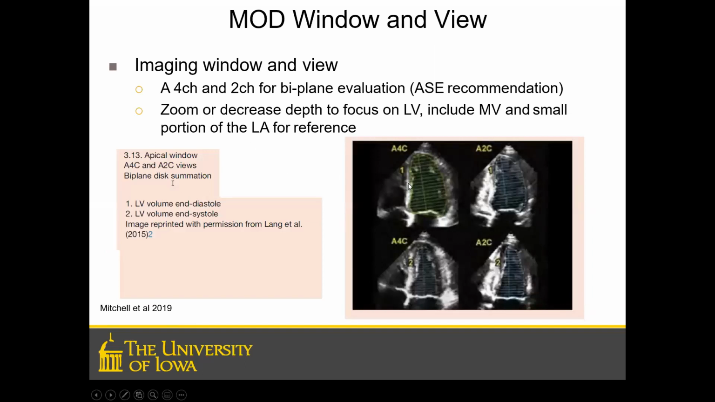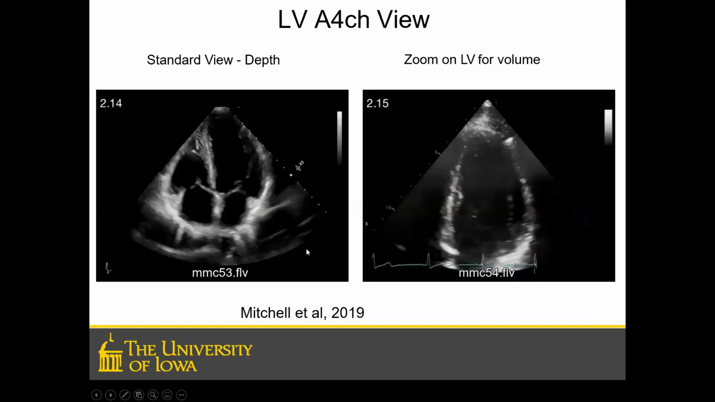So here are your apical 4s in diastole and systole and 2 in diastole and systole. Notice the depth has been decreased so that we are focusing on the LV. And we try to include a little bit of the LA just so that you have a reference point for plane. Okay, so again, standard view, zoomed view for the LV function.